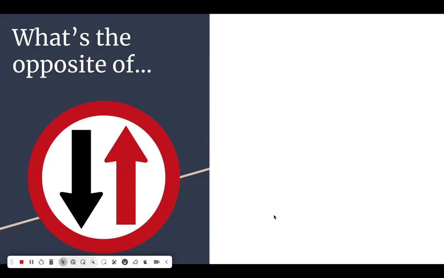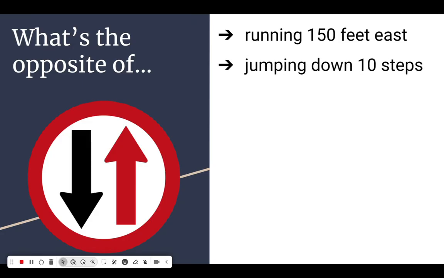All right, so now we're going to talk about what's the opposite of. What's the opposite of running 150 feet east? You should have said running 150 feet west. What's the opposite of jumping down 10 steps? That's right, jumping up 10 steps.